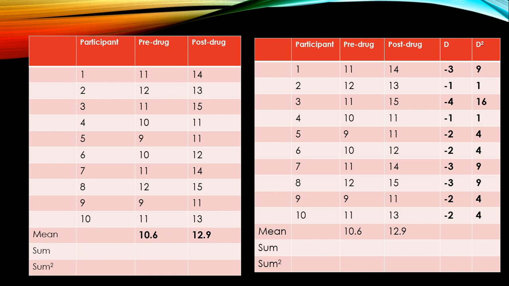Now the final column on this table, where it says D squared, you take the number in the D column and you multiply it by itself. So if we start at the top, where you've got the difference between 11 and 14 being 3, you do 3 times 3, that gives you 9. Column below that, 1 times 1, gives you 1. Below that, 4 times 4 is 16, and so on, all the way down.